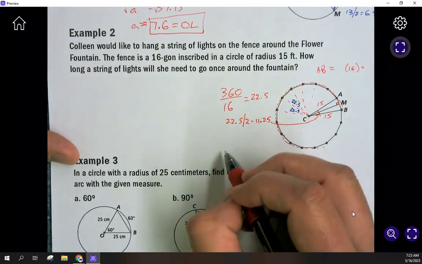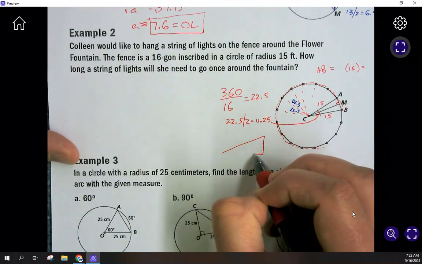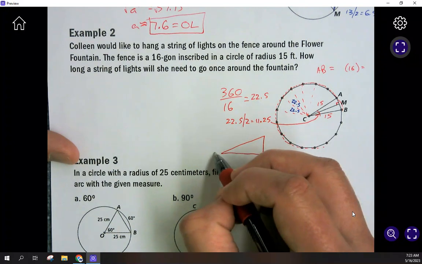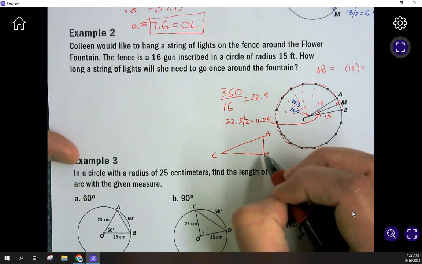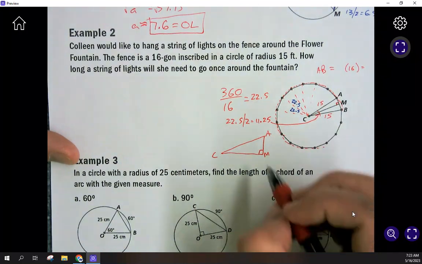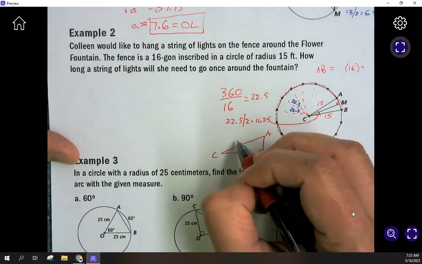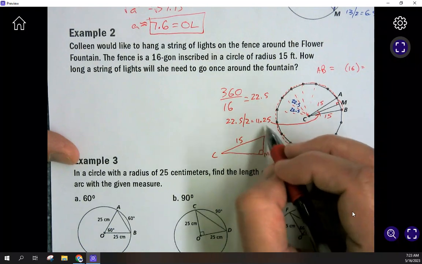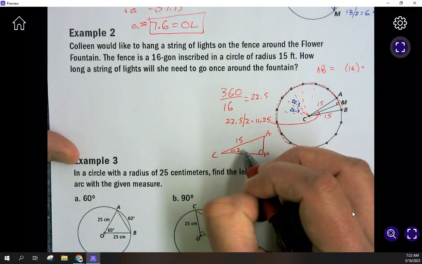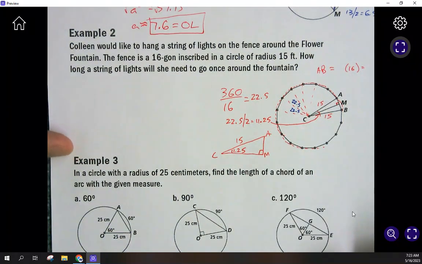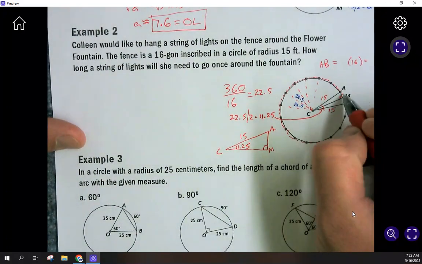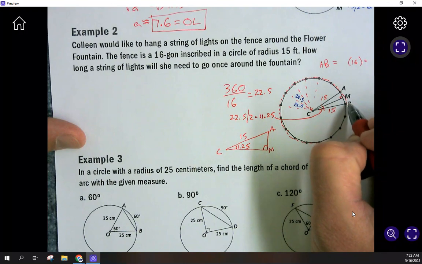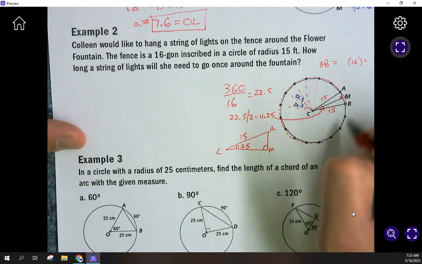So that's the angle that's in here. So I'm going to go ahead and draw one of those triangles. Let's label it so we know what we're looking at. This is CAM, just to the 90, not all the way to B, just this right here. I know that this is 15, and I just figured out that this angle is 11.25. Now I have enough information to find AM. If I find AM, I can double it to get AB, and I can times it by 16 to go all the way around.